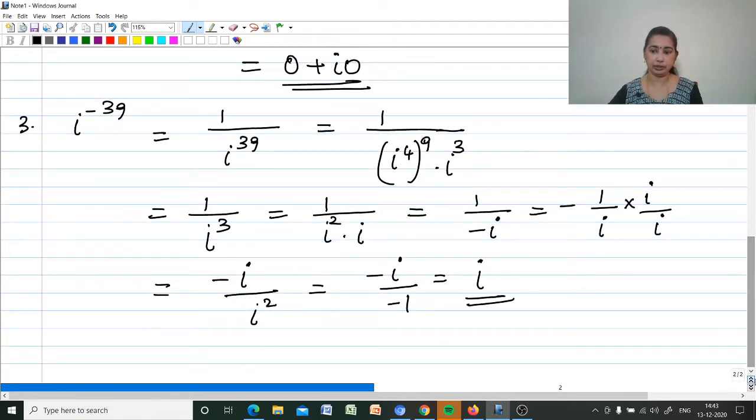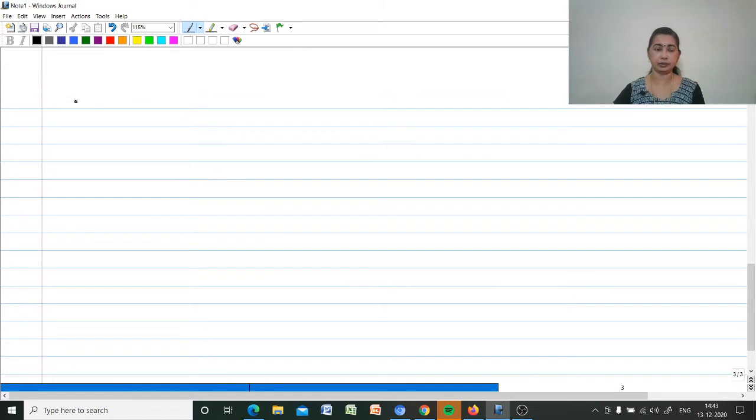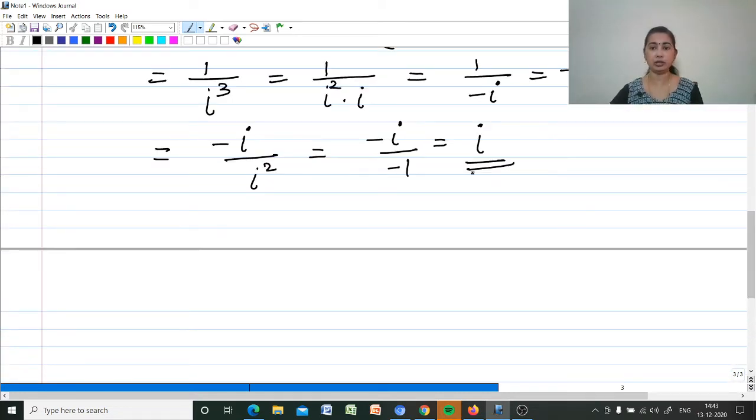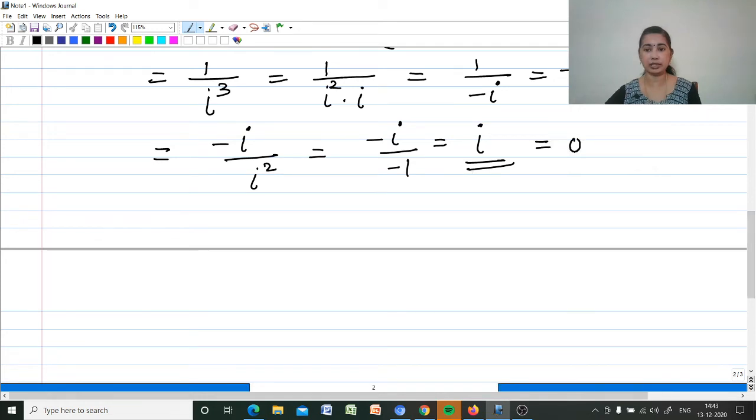Then next one. In the complex number form, there we have got it as i, so we can write this as 0 plus i, because there is no real part over there.